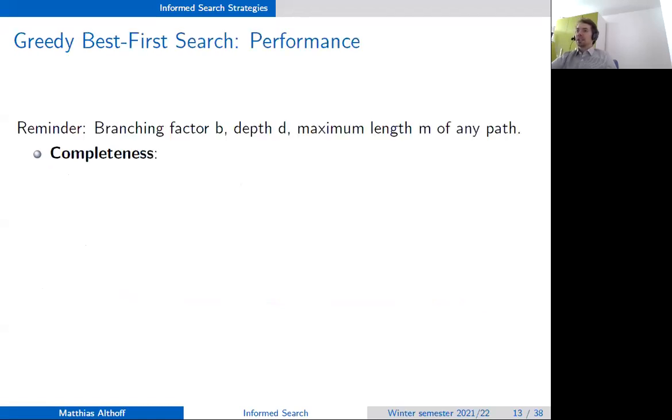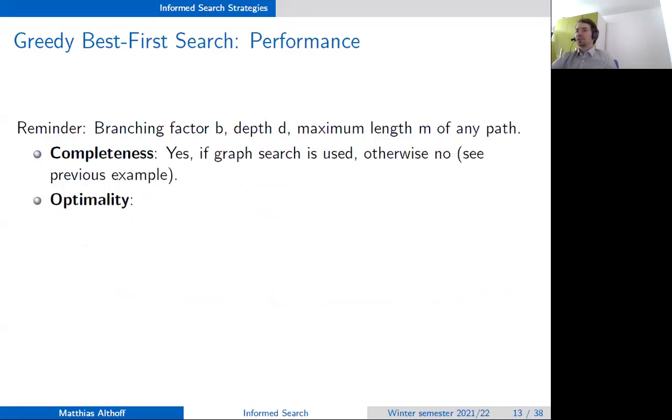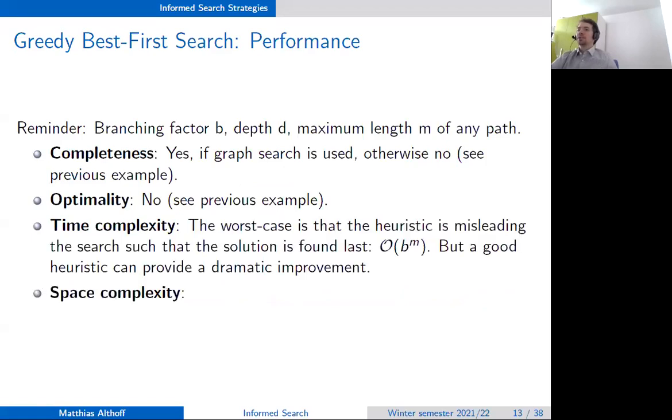Okay, so let's talk about the performance. So completeness, we've seen it's only complete if we use an explored set, so if you use the graph search implementation. Optimality, we've seen in the counterexample, it's not optimal. It was also a tweetback question. Time complexity was also a tweetback question. It's b to the power of m, as I just explained. And space complexity is the same because we have to store all the states that we visit. That was quite easy.